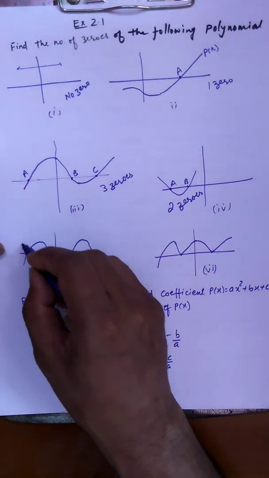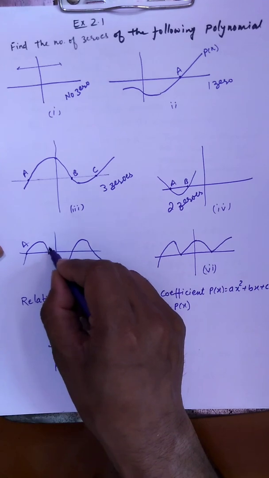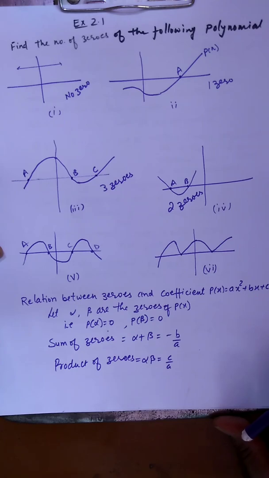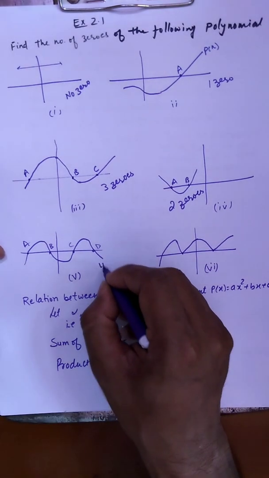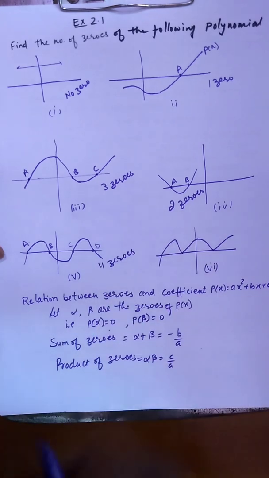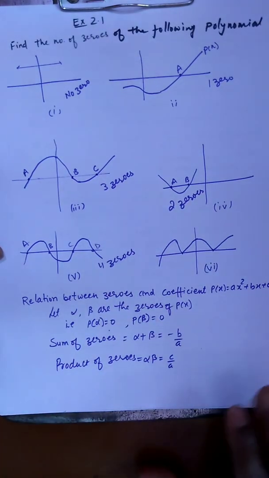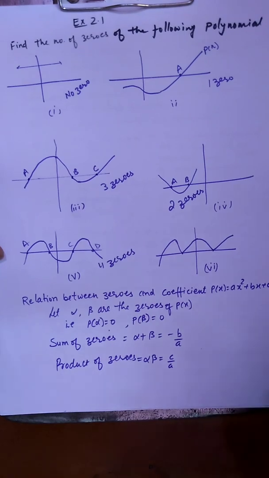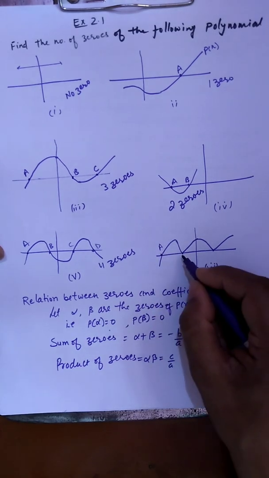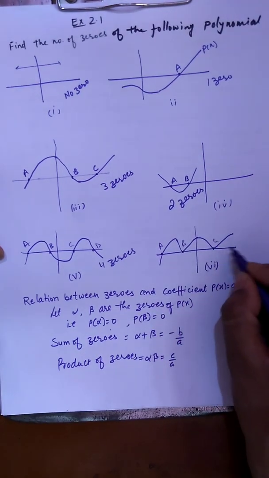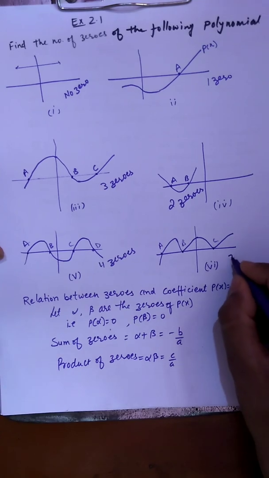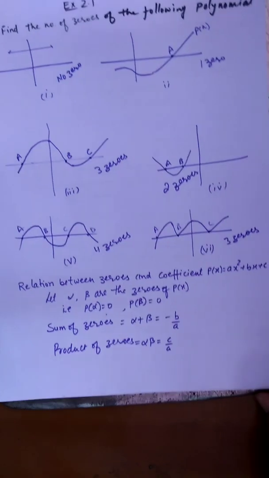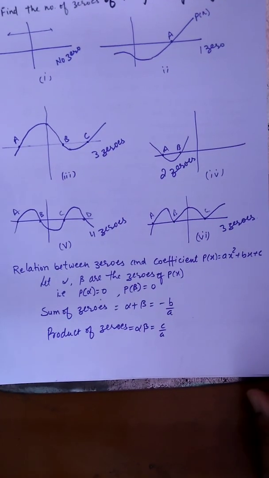Now come to figure number 5. You see this is A, this point is B, this point is C, this point is D. So this graph is cutting the x-axis at 4 points. It means it has 4 zeros. So these questions are important, and they can be asked for 1 mark: the graph has how many zeros. Now you see this last part, this is A, this is B, this is C. So there are 3 zeros of the polynomial.